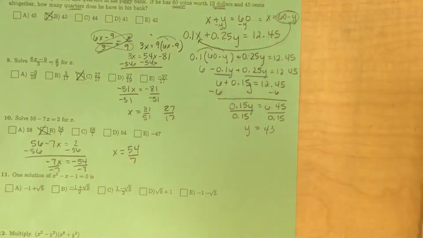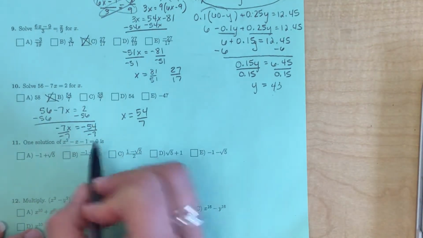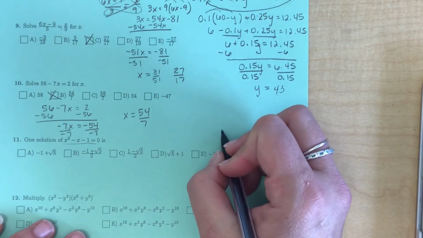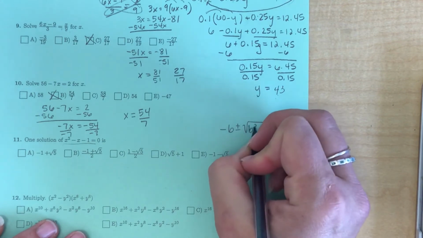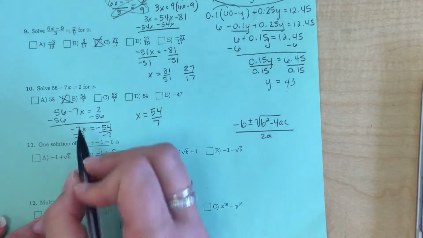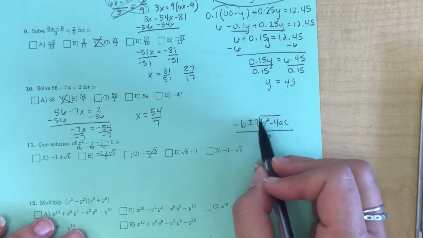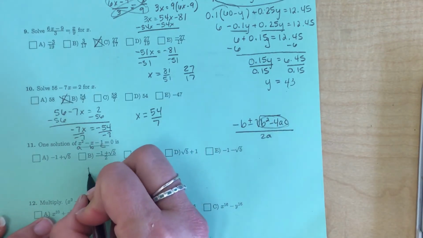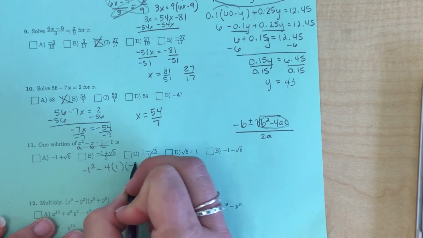All right, number 11. So this is a quadratic, okay? So you have to use the quadratic formula. Now the quadratic formula is up on my wall, so it'll stay there, so you'll see that. But here's the quadratic formula. Okay, so the coefficients are a, b, and c. We start with b squared minus 4ac. So my b is negative 1 squared minus 4, my a is 1, and my c is negative 1.